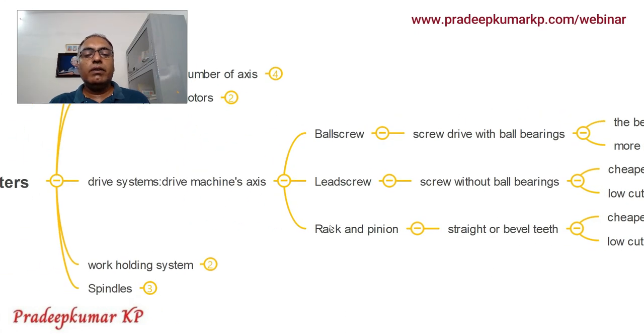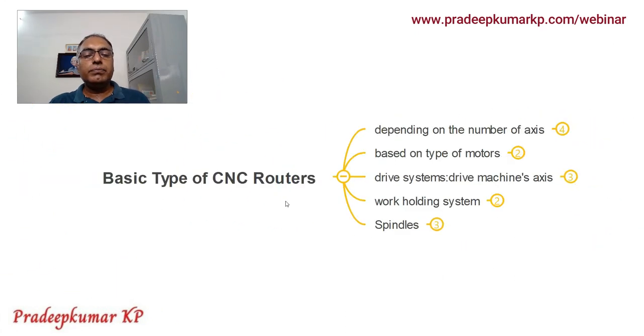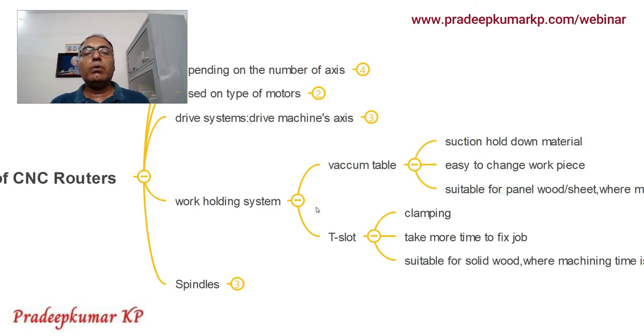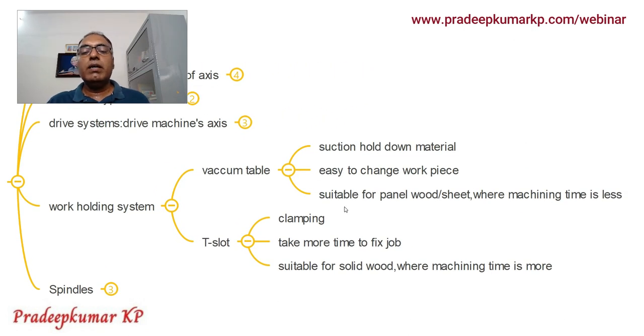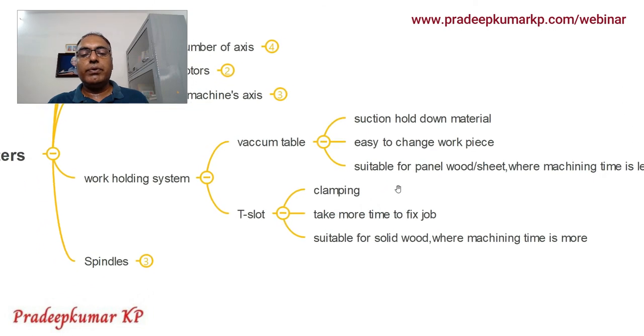So this is another way of categorizing it. Then we can also categorize according to the work holding system, how you are holding the material. You can have a vacuum table or a T-slot table. In a vacuum table, suction holds down the material and it is easy to change the workpiece. The plus point is that it is suitable for panel wood or sheet where machining time is less and we have to frequently change the material. This is the best way of doing it.